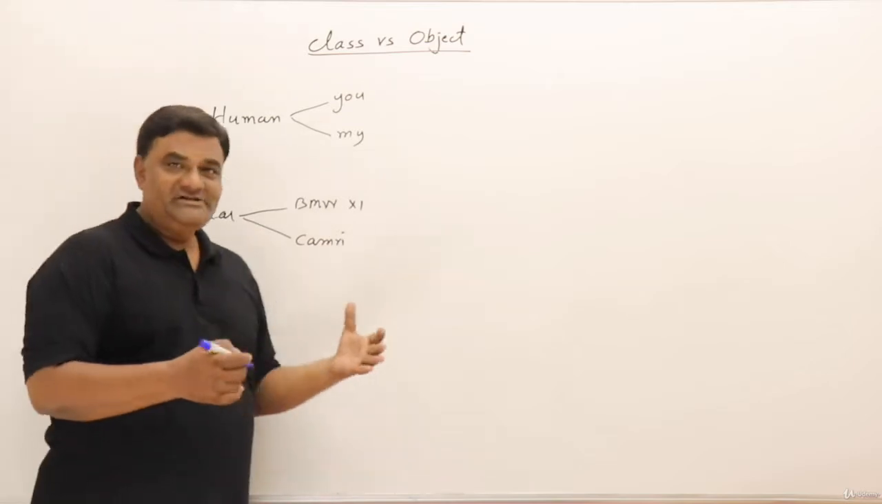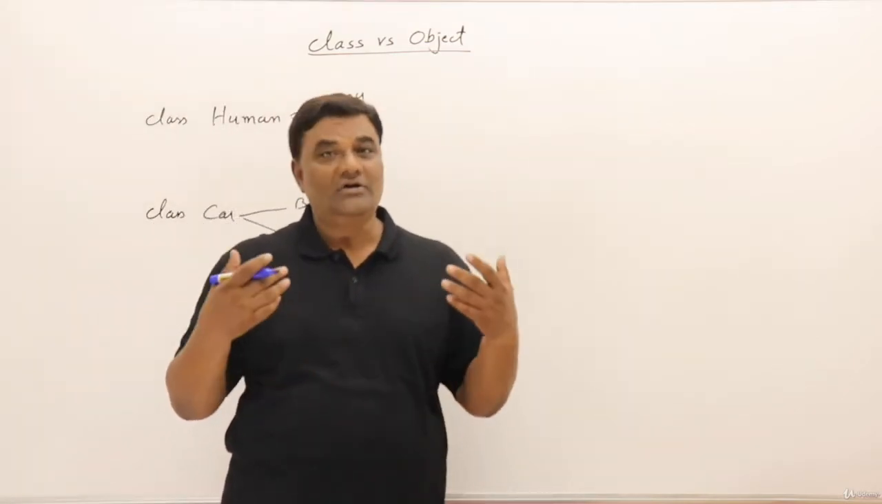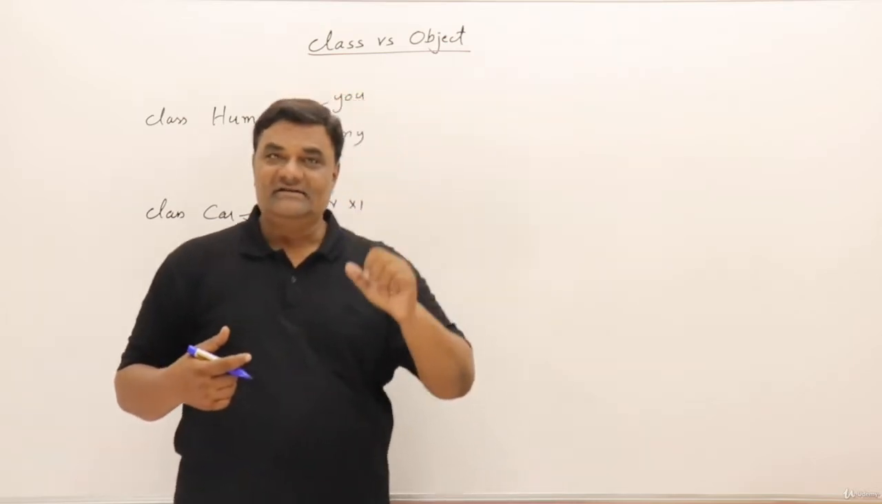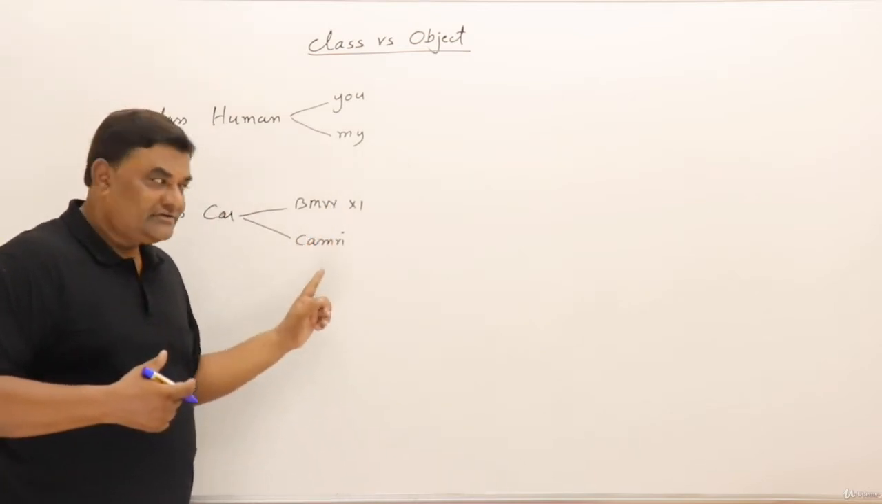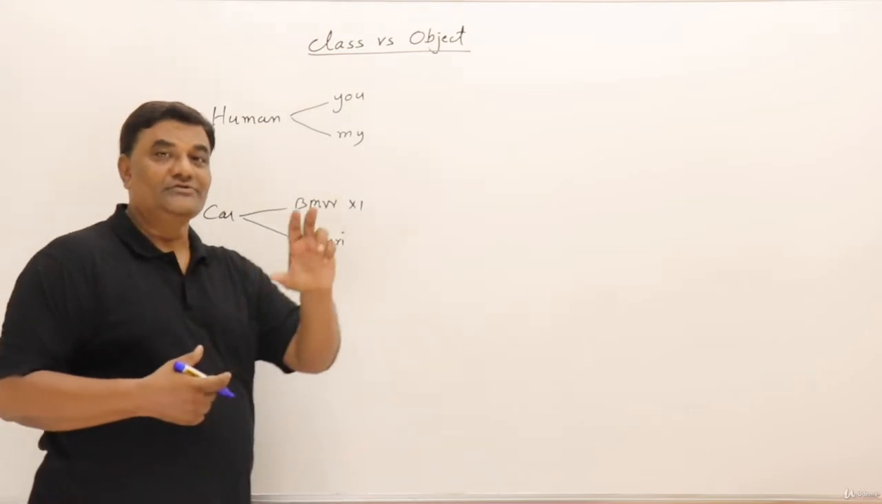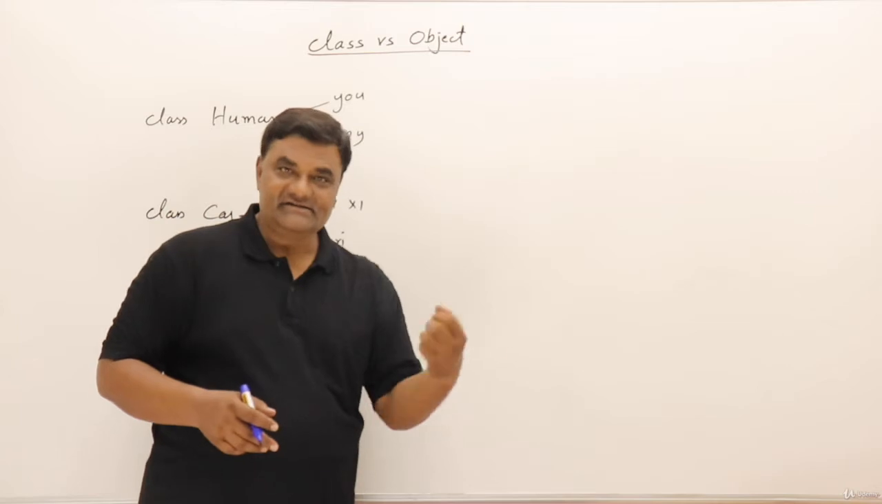So looking at the objects we classify. Like looking at me, you can say, oh, this is a human. So what am I? I am an object. And what you said, human, that is a class. Looking at this Camry, you said it's a car. So this is an object and this is the definition that you are using. You are using the class name. So class is a definition and object is an instance.